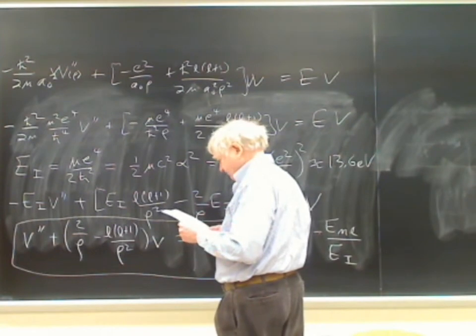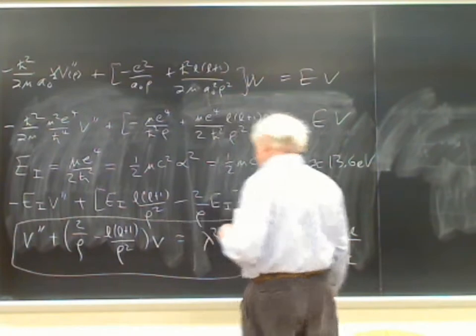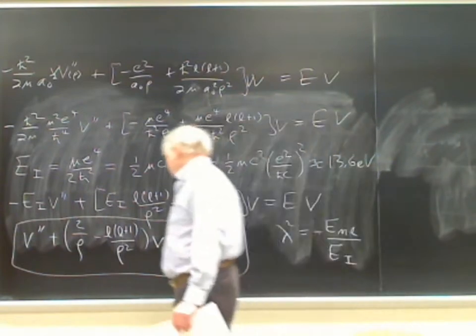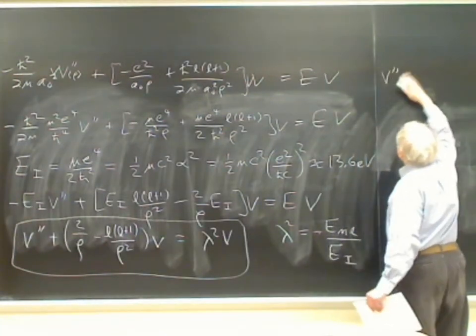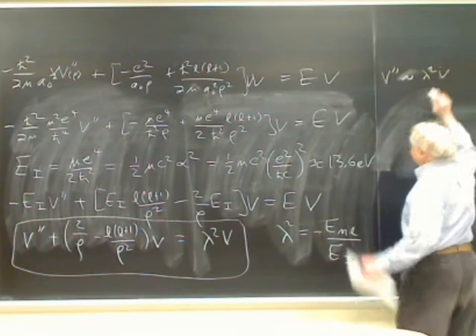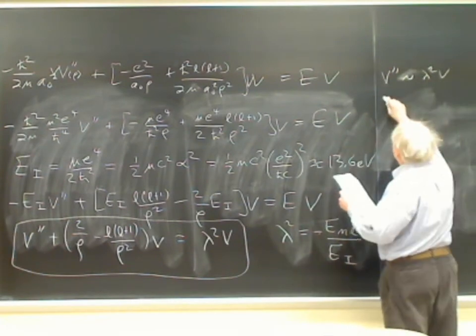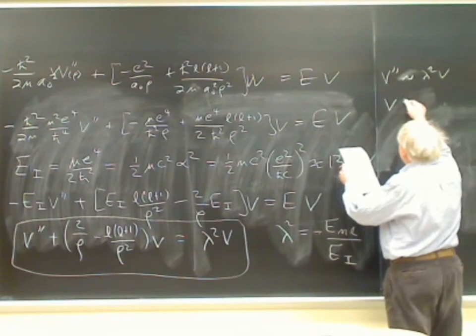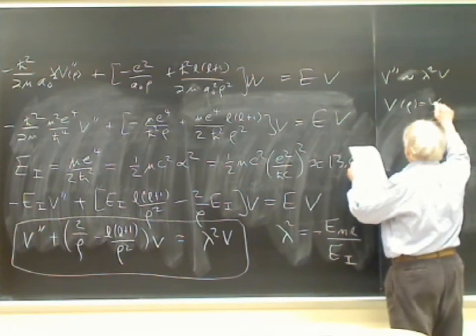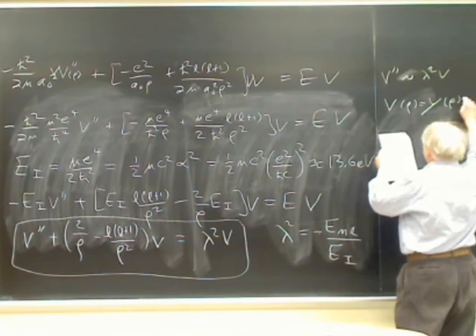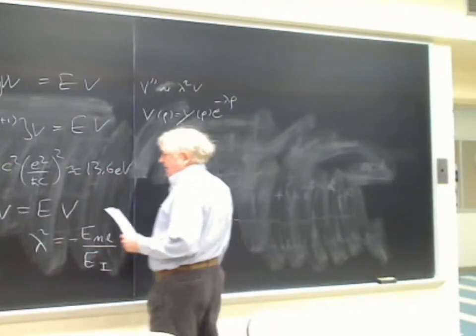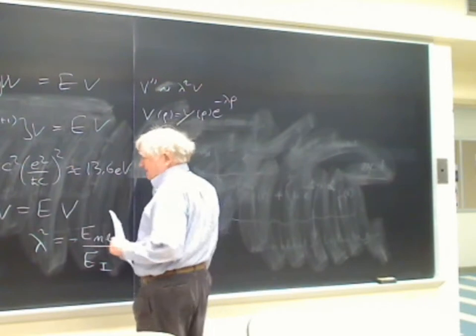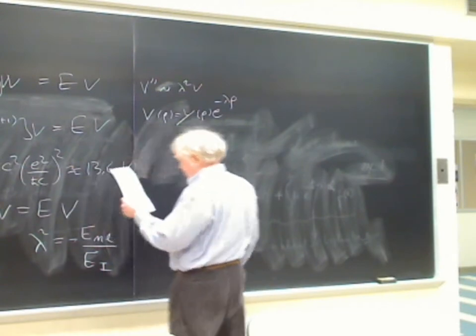And let's again look at what this looks like as rho goes to infinity. Well, obviously, it looks like V double prime is lambda squared V. And so one solution is V of rho equals y of rho times e to the minus lambda rho. What we're going to do, in other words, is take out the overall exponential behavior.